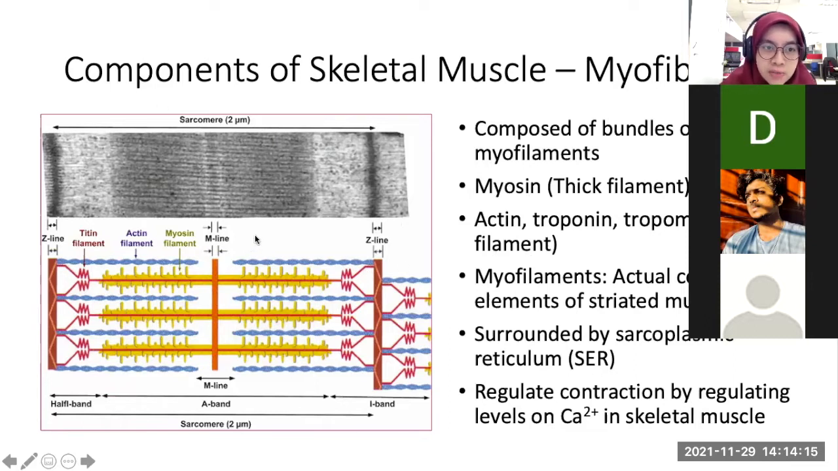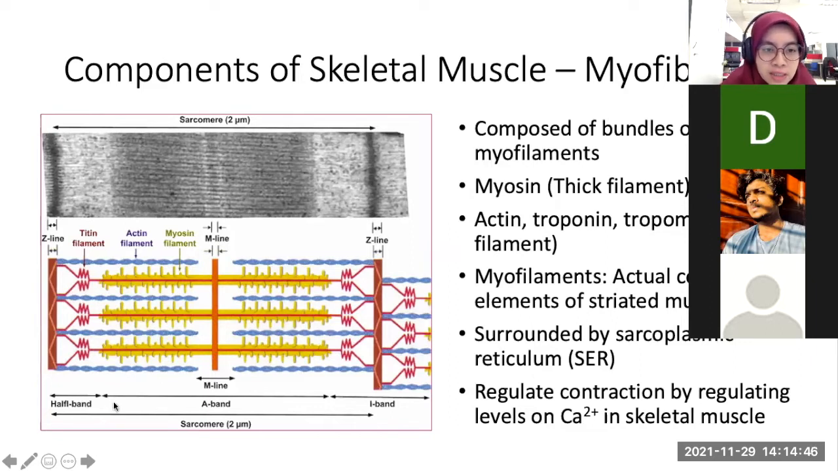One unit of sarcomere contains actin filament. Actin filament is the blue colored line over here. Another important unit would be the myosin filament, or the thick filament, the yellow colored ones. These tiny projections over here are the myosin heads. We will look into that in detail later.